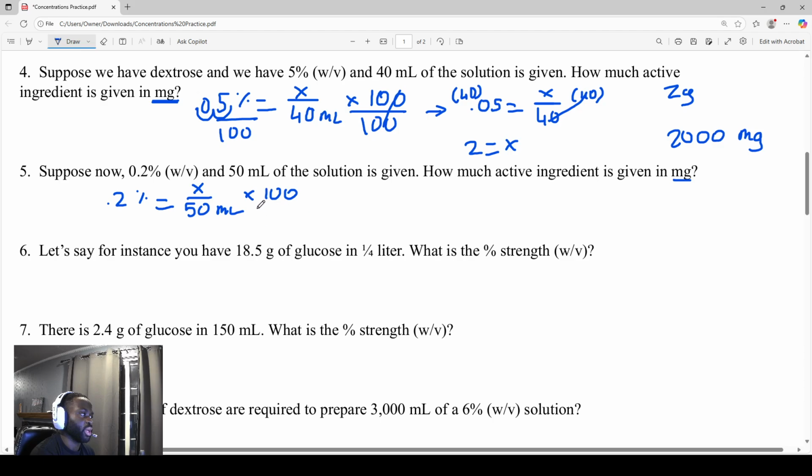So we start by dividing both sides by 1,000. That's going to be 1, 2, 3. That's going to be 0.0002 being equal to x over 50. Now we multiply both sides by 50.